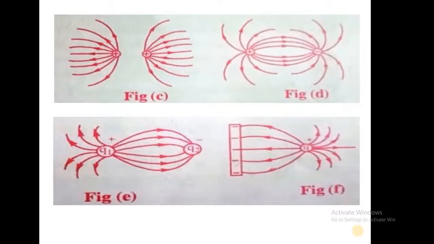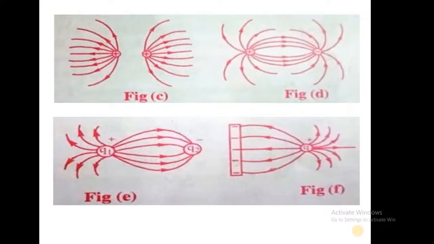In figure D, there are two point charges. One is a positive charge, another one is a negative charge. The field lines are attracted to each other. That's why the field lines start from the positive charge and end on the negative charge.